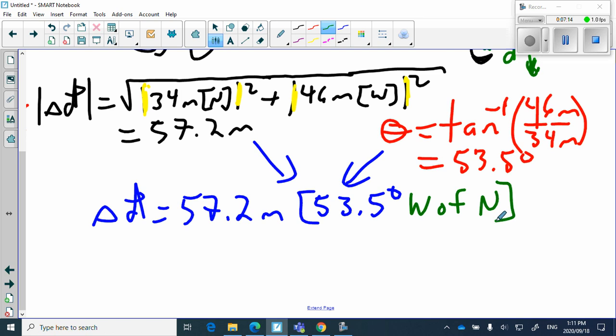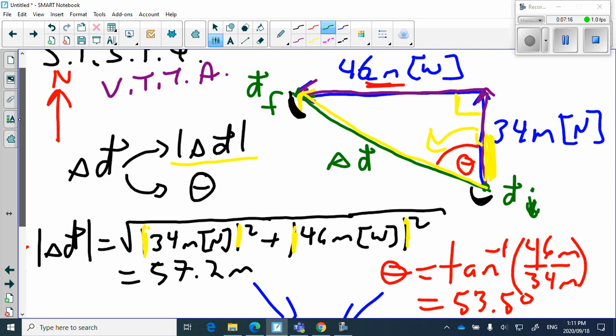And it's literally telling me, look, you are now 57.2 meters away from where you started in a direction of 53.5 degrees west of north from where you started. That's what it's telling you.